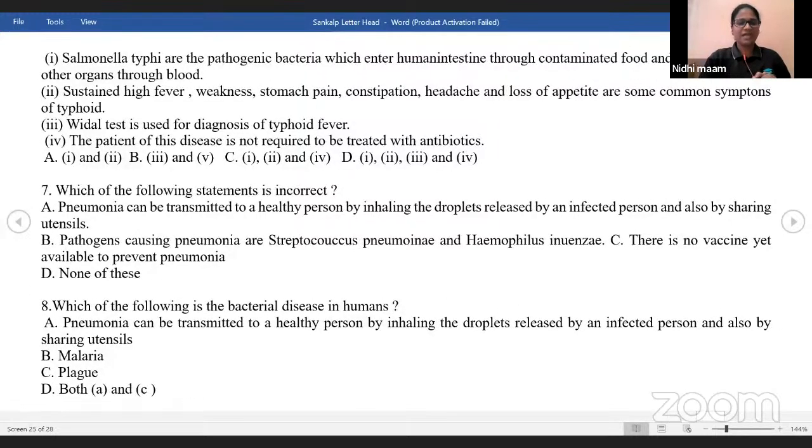So option A, first and second statement; B, third and fourth statement; C, first, second and fourth; D, that is first, second, third and fourth.